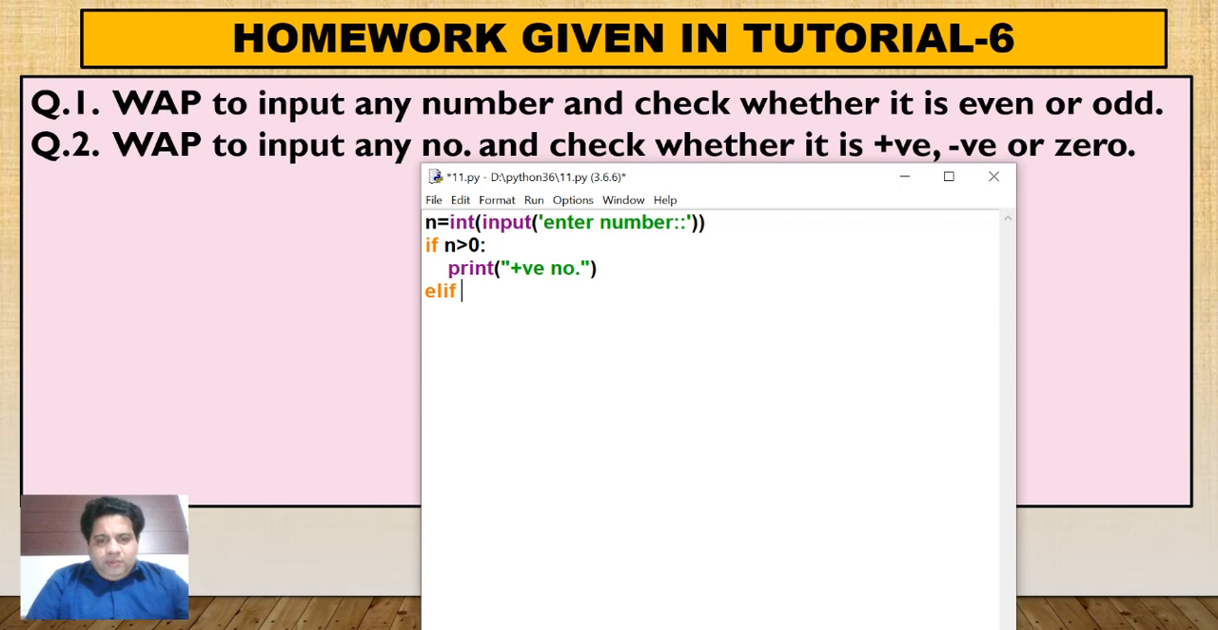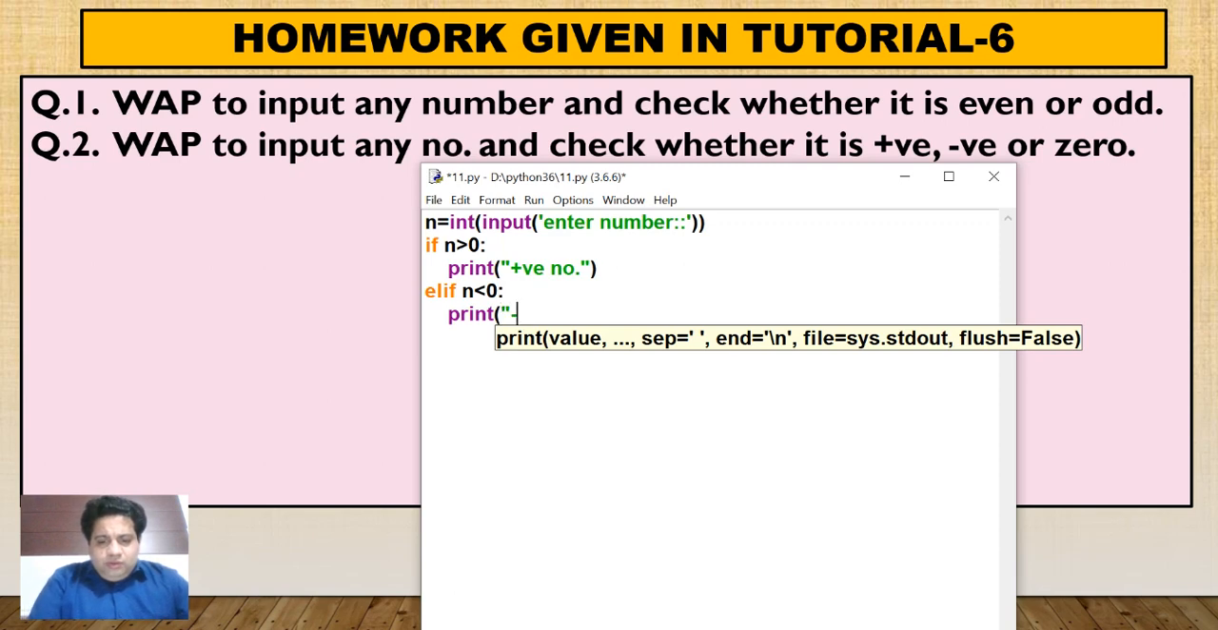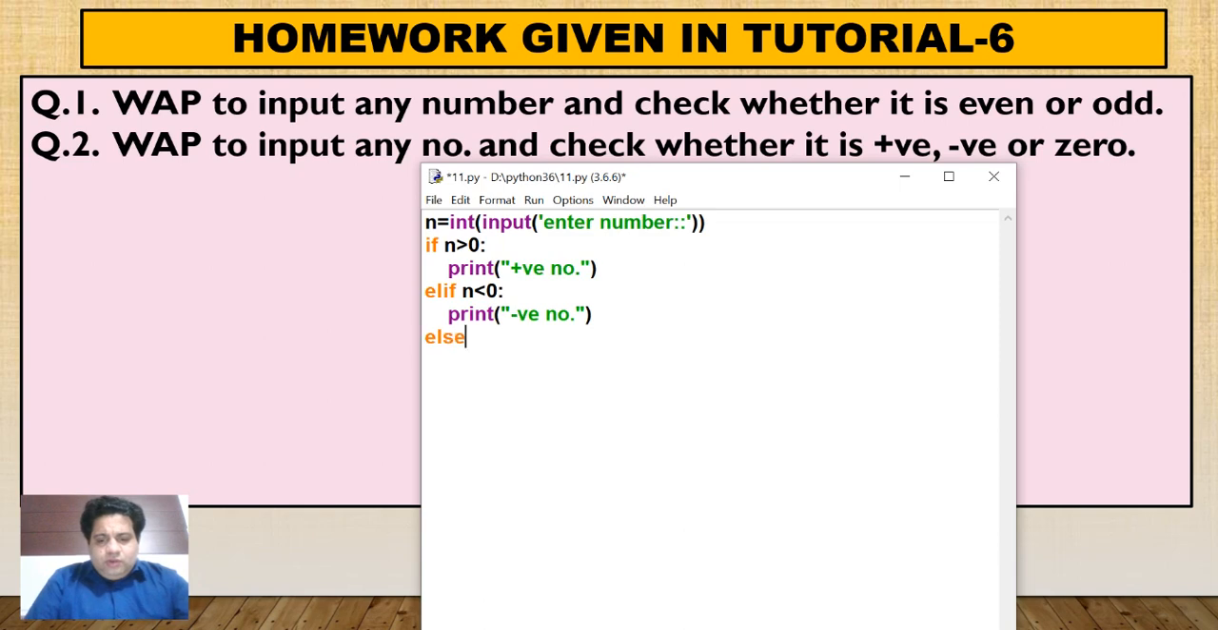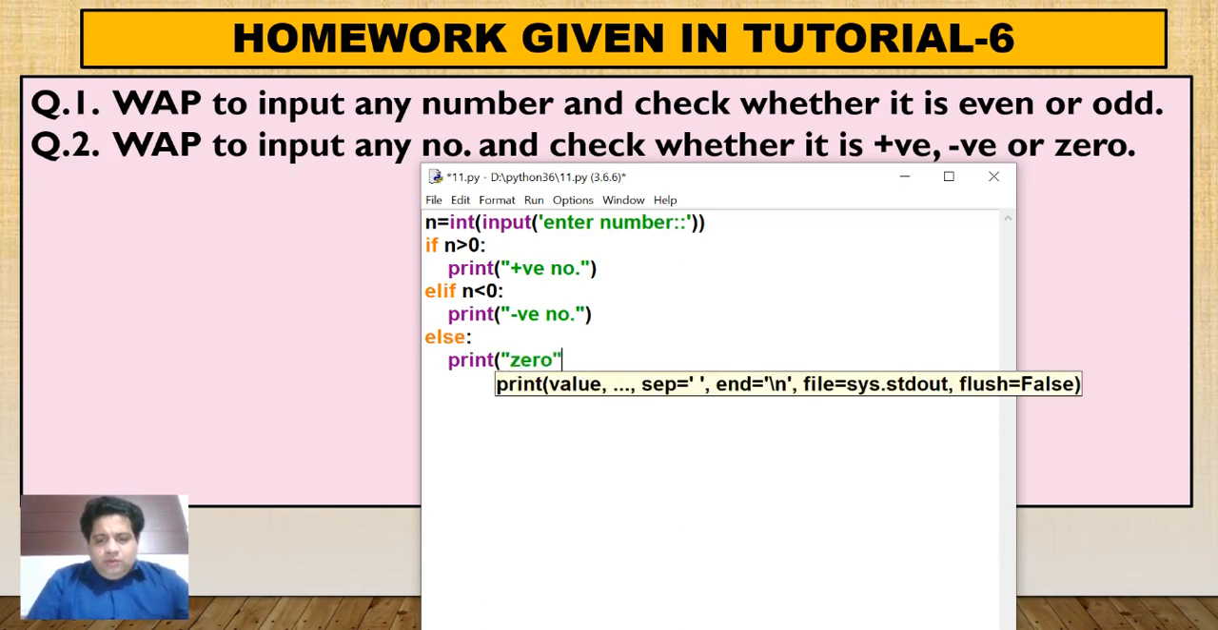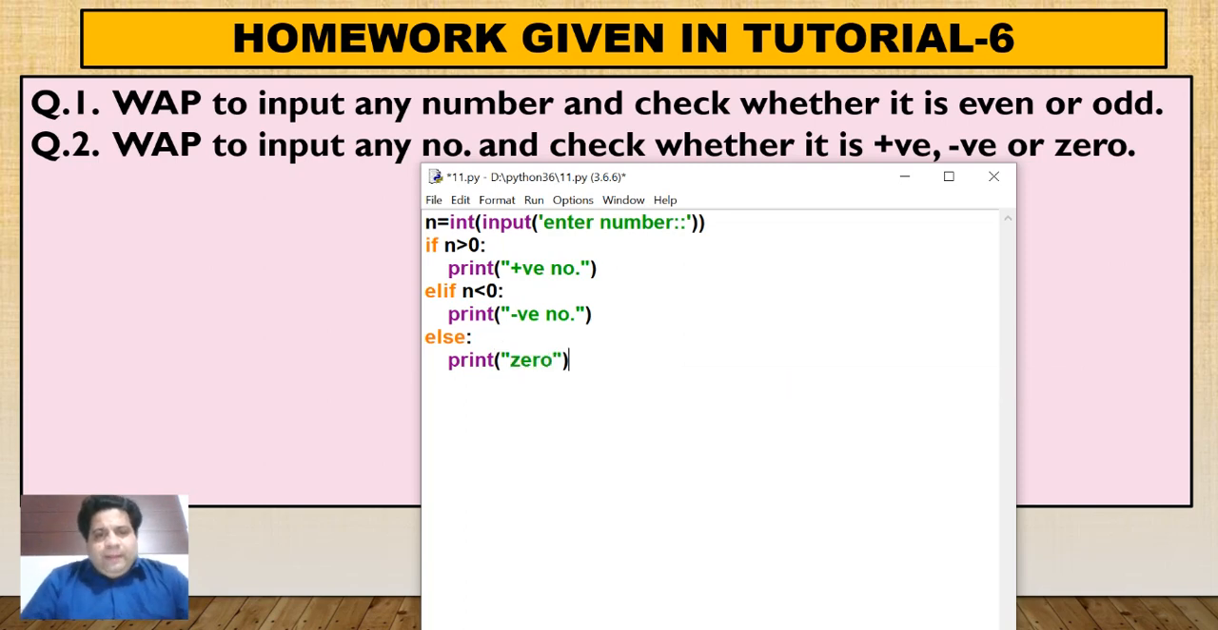Now elif, multiple conditions are there. N is less than 0, print negative number, else print 0. So if n is greater than 0 print positive number, else if n less than 0 print negative number, and if both conditions are false it means it is a 0. So you can type it is 0.